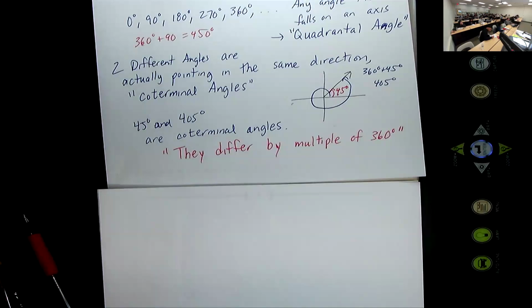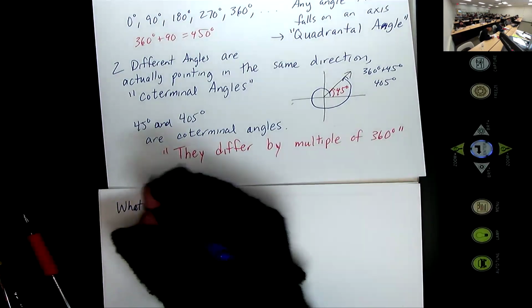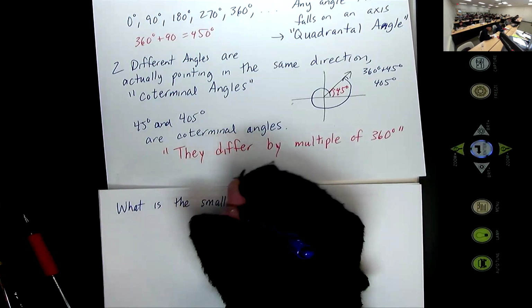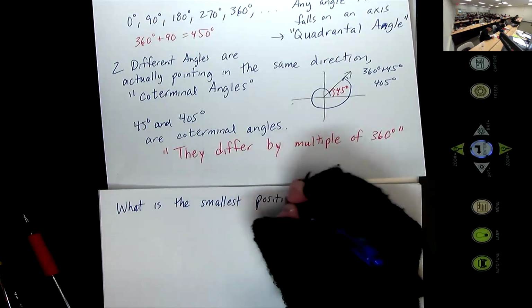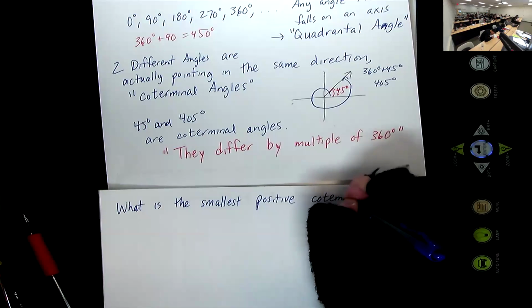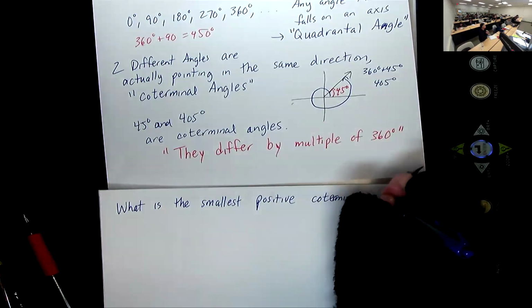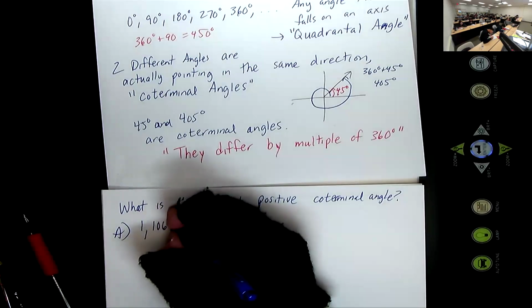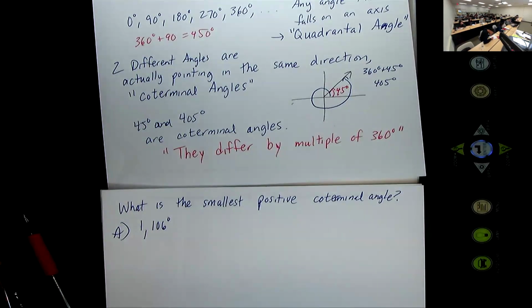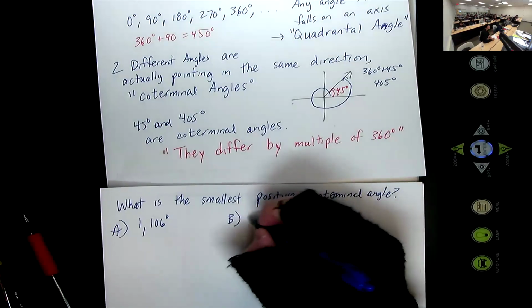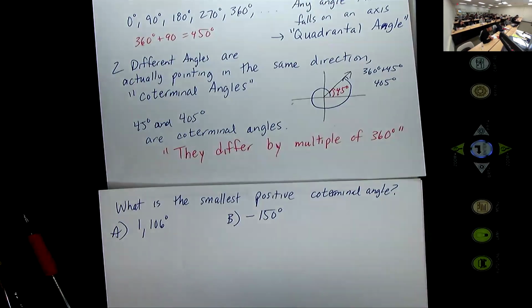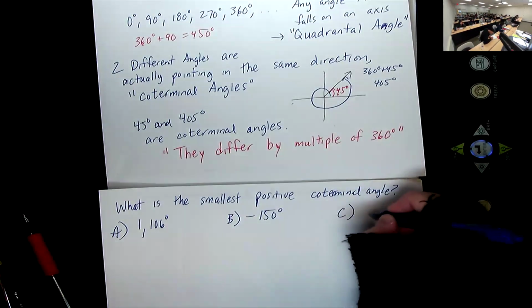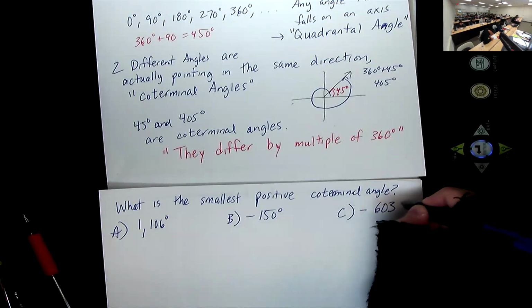Those of you that have been writing, you can start working on figuring out what is the smallest positive coterminal angle. Let's say A is 1,106 degrees. I'll look at negative degrees, maybe I need to draw what negative degrees are on there. For B and C, I'll draw like a sketch what negative is in a second. But this part is the same.